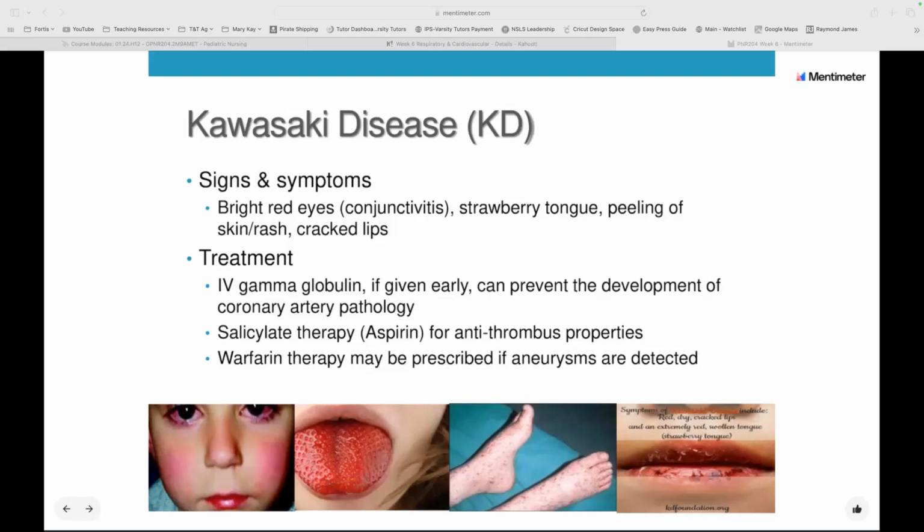So we really want to make sure that they're on aspirin so we don't get those blood clots. If they have aneurysms, we're going to be a little bit more aggressive and we're going to prescribe Coumadin or warfarin.